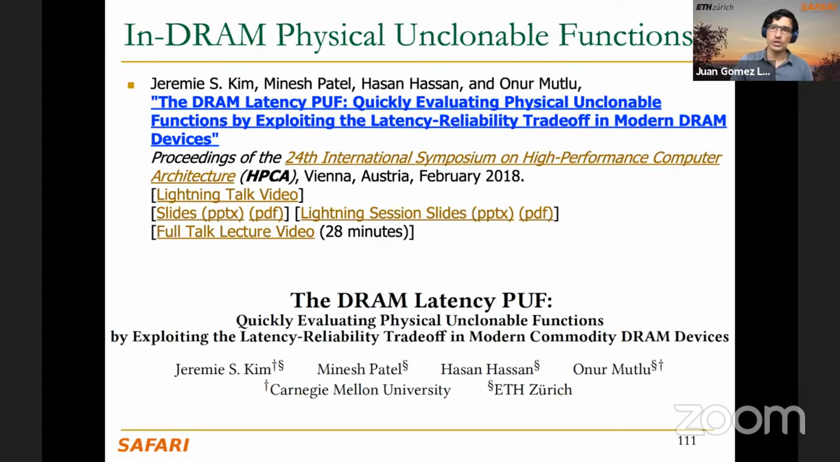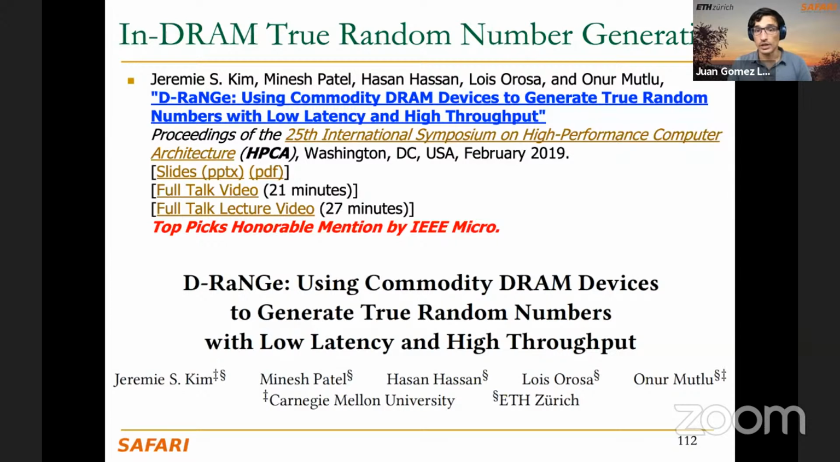Related to processing using memory as well, we have other proposals that relate to security, the ability to implement security primitives inside DRAM, like for example the DRAM latency PUF and the D-RaNGe that allow you, by operating DRAM at low latency, to create physically unclonable functions and random numbers.